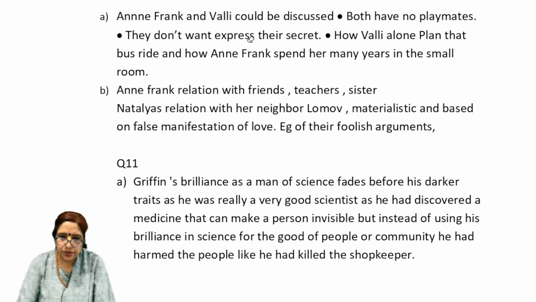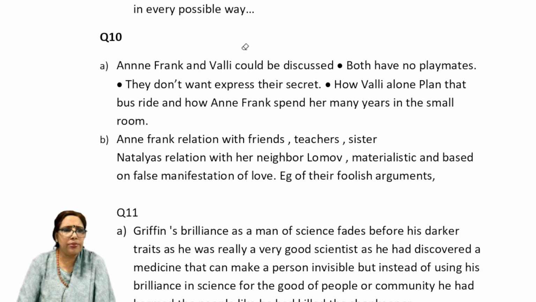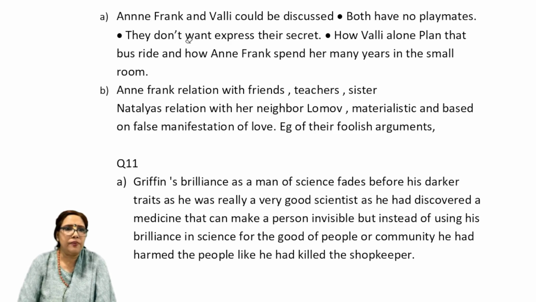Comparing the character with some other one from the stories about flying. Okay, so I'm simply giving you the pointers which you could have mentioned. So Anne Frank and Valli could be discussed. Both have no playmates. They don't want to express their secrecy. How Valli alone planned the bus ride and how Anne Frank spent many years in the small room. Fine. So likewise, they had some similarities. Then Anne Frank's relation with friends would be like teachers and sister, whereas Natalia's relation with a neighbor, Lomov, materialistic, based on false manifestation, would be the highlight of your part B.